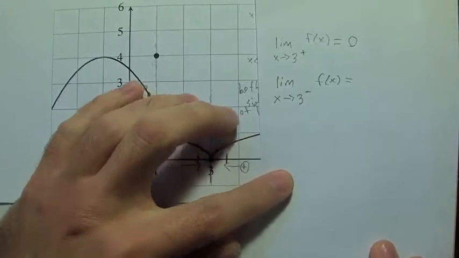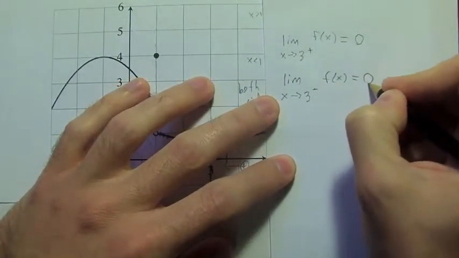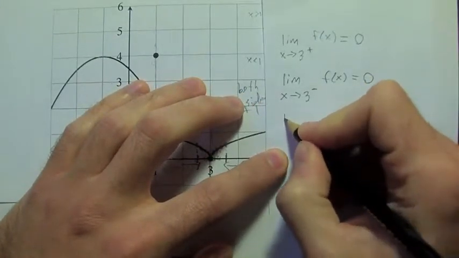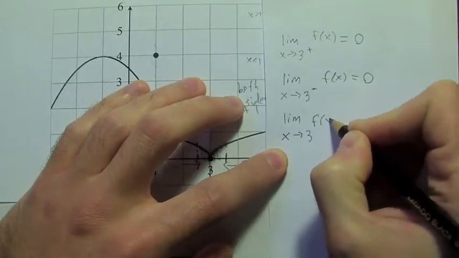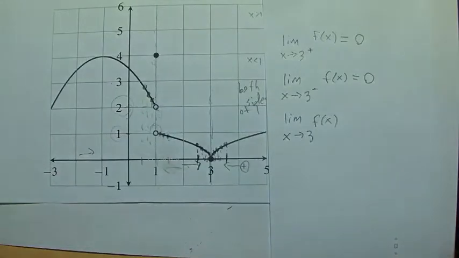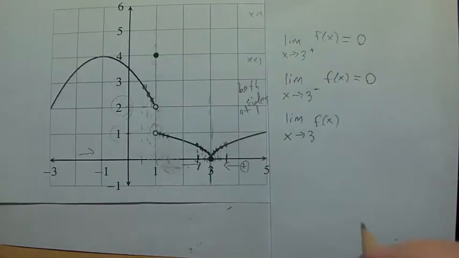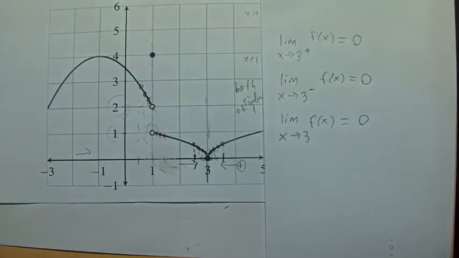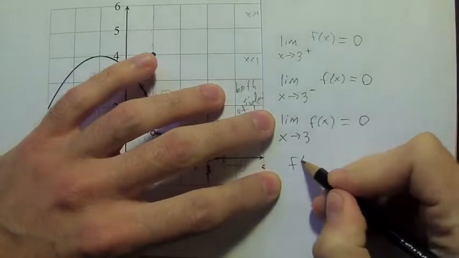Okay, so like I said, the limit as x goes to 3 from the left of f of x is also 0. Okay. Then the limit as x goes to 3 from both sides. Well, does everyone see that it matches from the left and right? They're both 0, so the limit on both sides must be 0 because it matches. Okay. And what about f of 3?